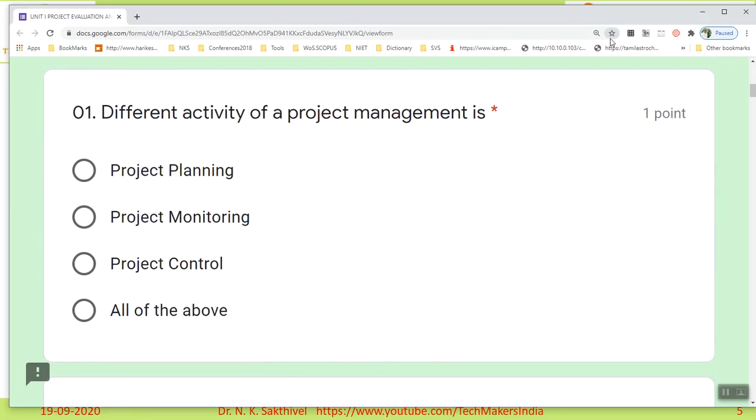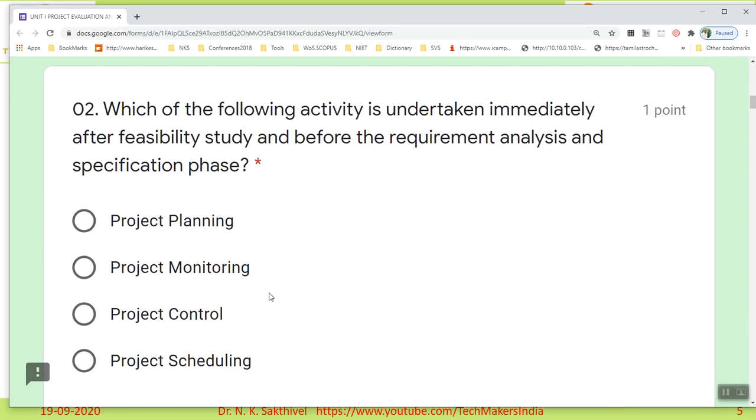The first question is about the different activities of project management. Project planning is one of the activities. Project monitoring is another activity. Project control is also an activity. So all are project management activities, so I would select the fourth answer. Correct?